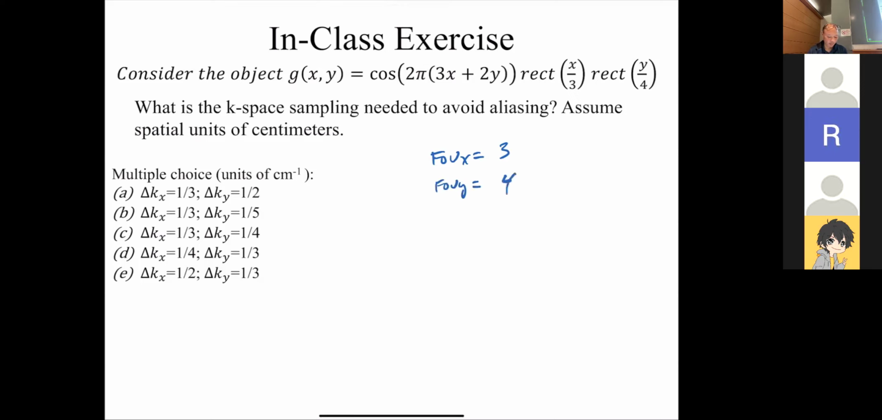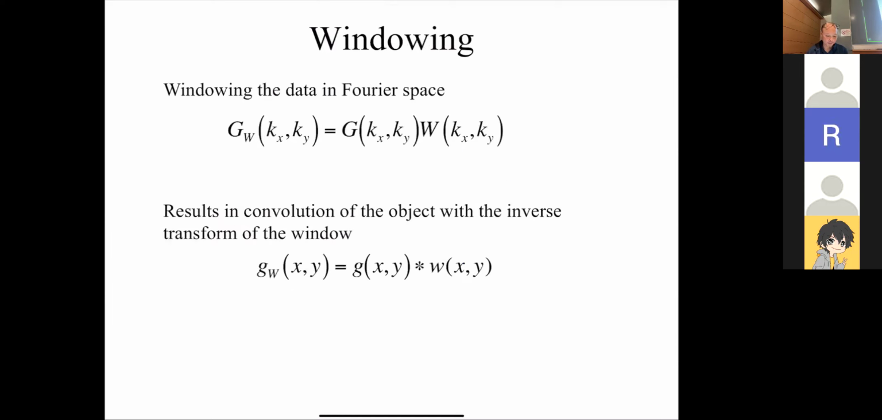Applying the design rules gives you 1/3 and 1/4. So you can see we're not talking about higher level math here. It's pretty straightforward. All right. The next thing we need to talk about is windowing.